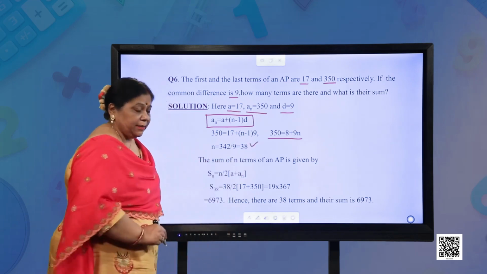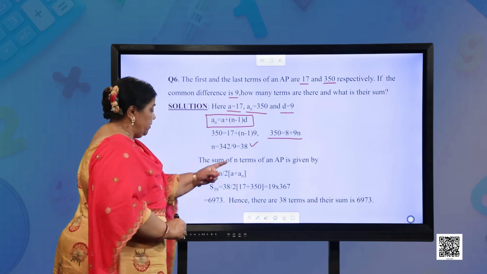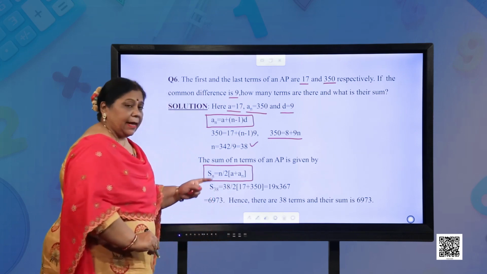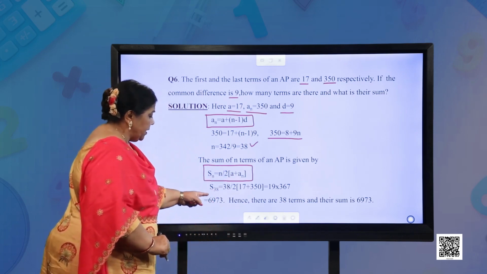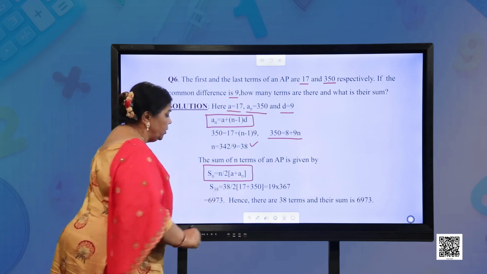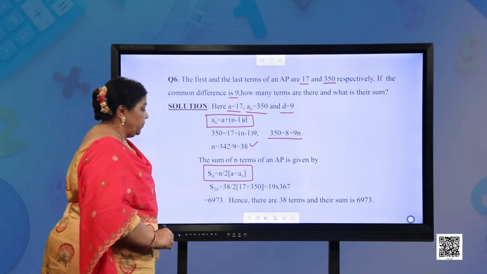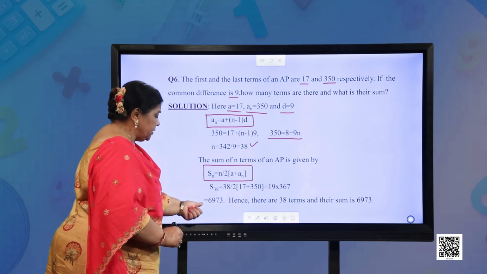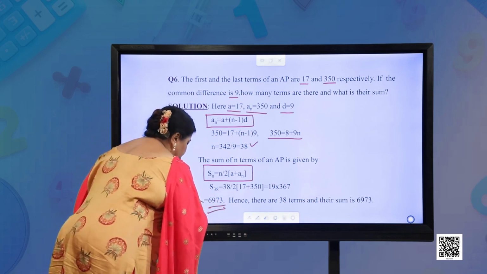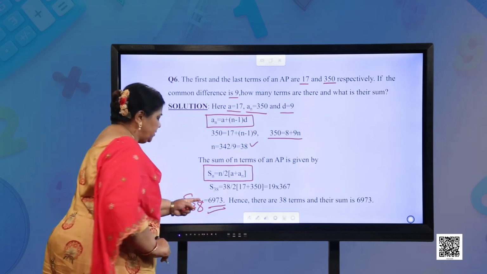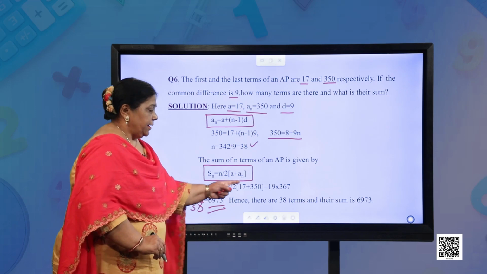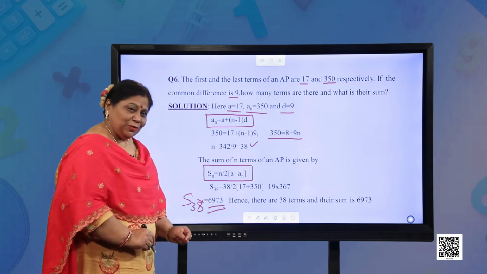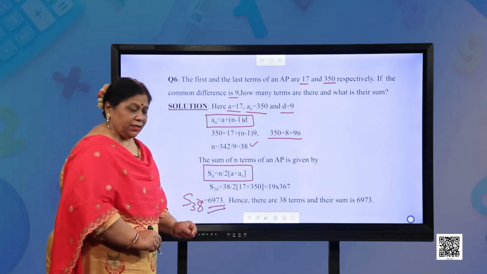So, n is 38. The sum of n terms of an AP is given by the formula Sn is equal to n upon 2 into A plus An. An is last term. So, S38 is equal to 38 upon 2 into 17 plus 350. On simplification, you get 19 into 367, that is equal to 6973. So, S38 is 6973. There are 38 terms and their sum is 6973. I hope you have understood this. So, let us go to the next question.